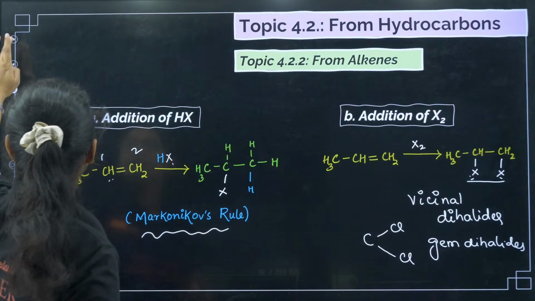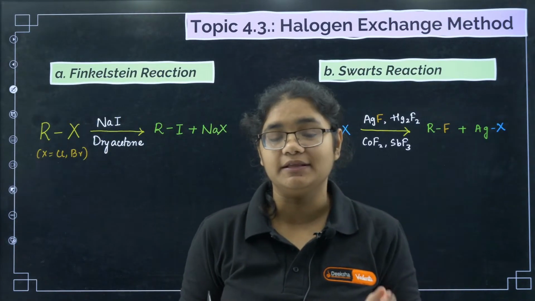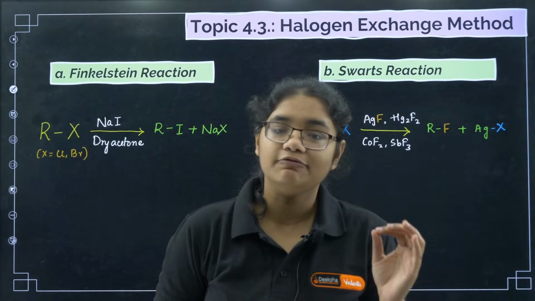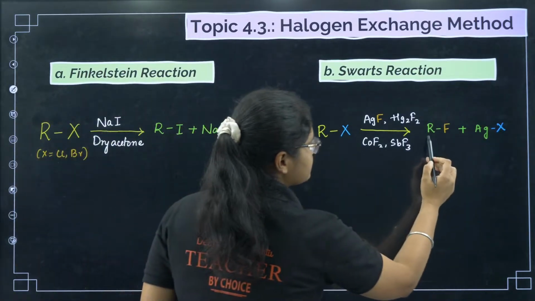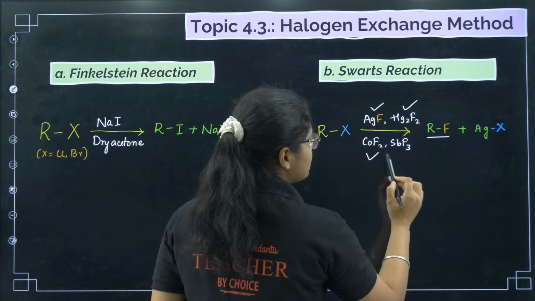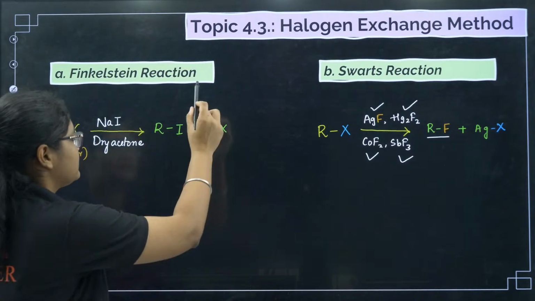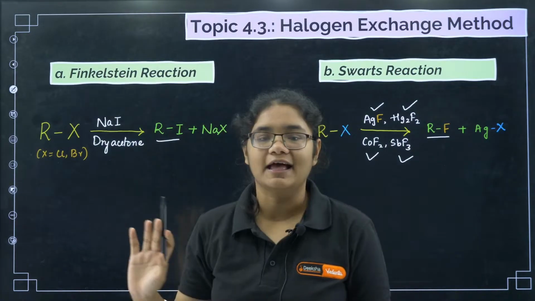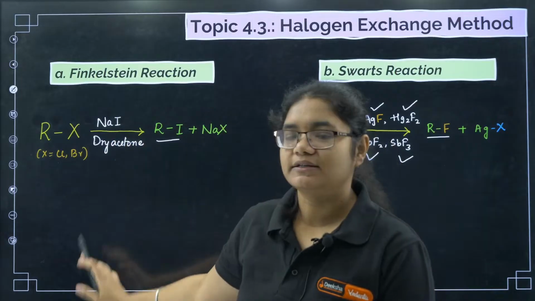Next, coming to the last method, the halogen exchange method. In the halogen exchange method, we have two very important name reactions. One is the Swarts reaction and another is the Finkelstein reaction. In the Swarts reaction, we produce fluoroalkanes by taking metallic fluorides like AgF, Hg2F2, CoF2, SbF3, any one of the metallic fluorides you can use. And in the Finkelstein reaction, we prepare iodoalkanes by using NaI in dry acetone. You don't have to remember any definition or anything, just remember the reagents.